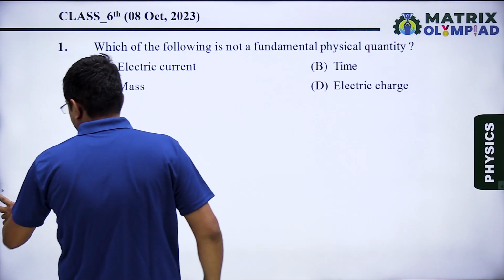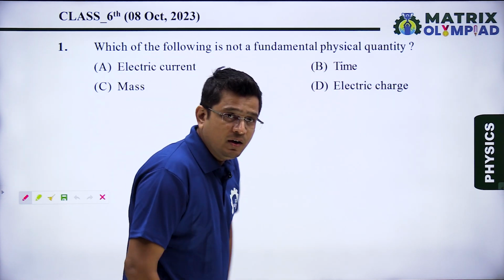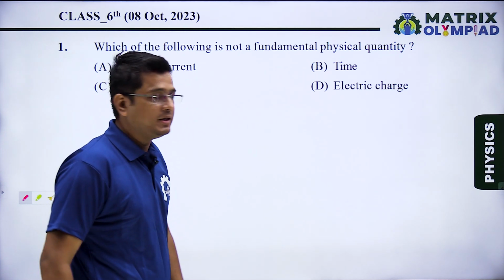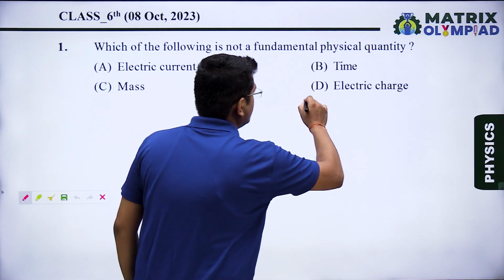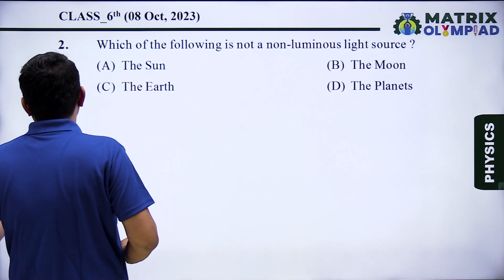So our first question is, which of the following is not a fundamental physical quantity? We know that electric current, mass and time, all three are fundamental quantities. So our correct answer will be option D, electric charge. Next question, question number 2.